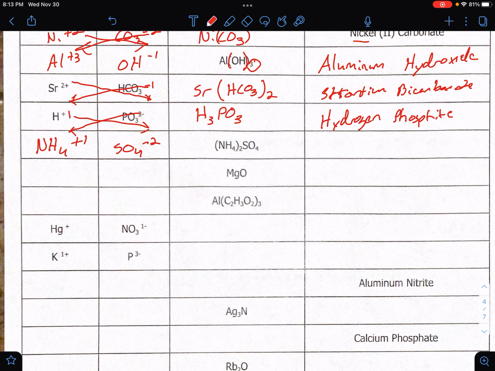Okay, so you have NH4 the +1, SO4 the -2. So it should make sense that you need 2 of these NH4s to balance out with 1 SO4. Now, NH4 is called ammonium. It is on that list. And SO4 is sulfate. Okay.